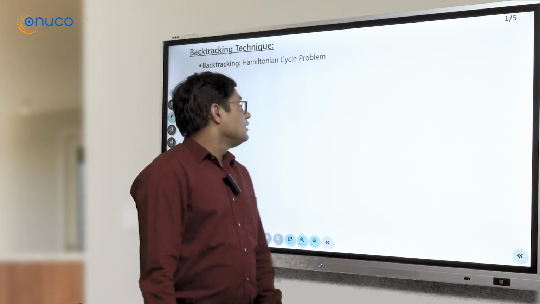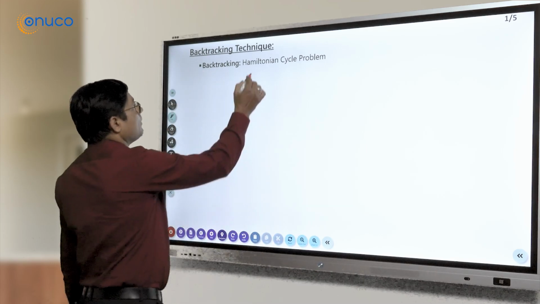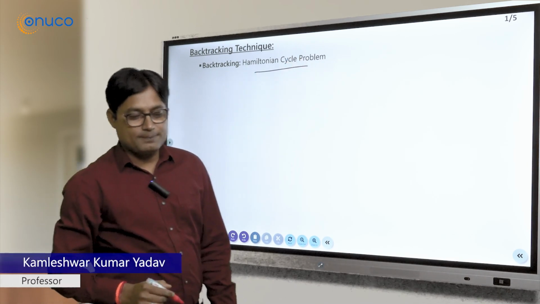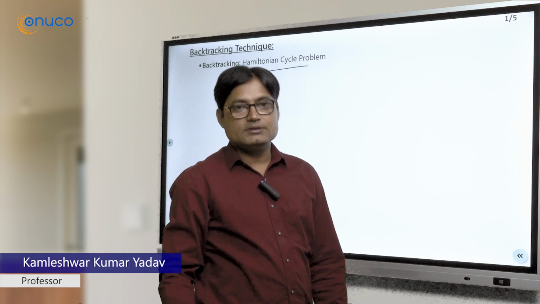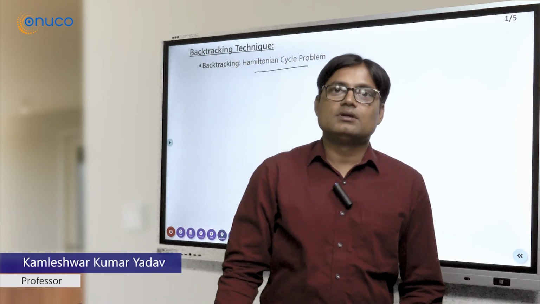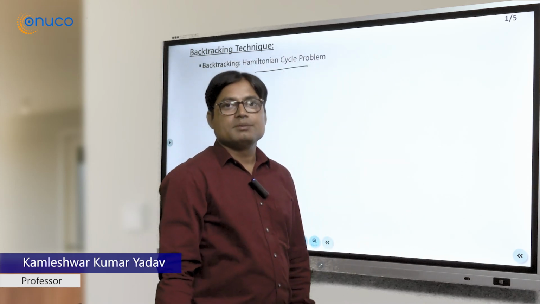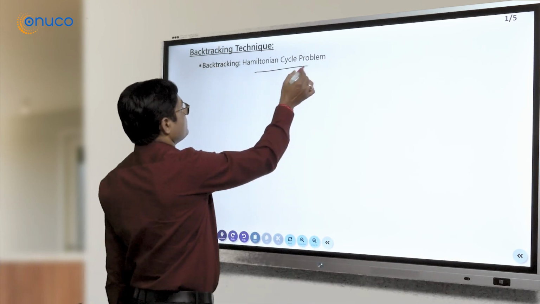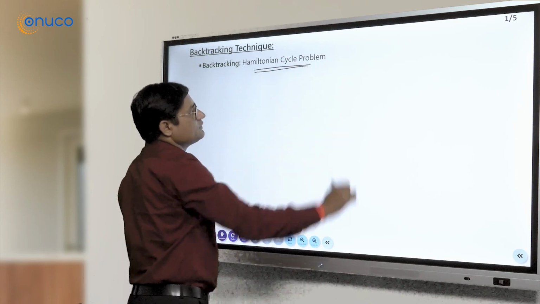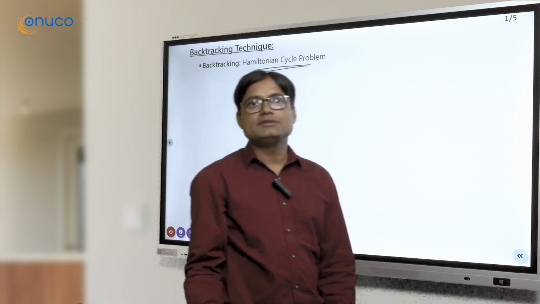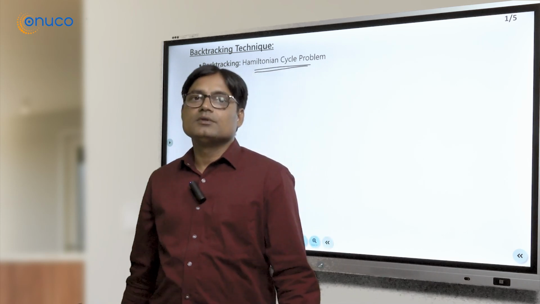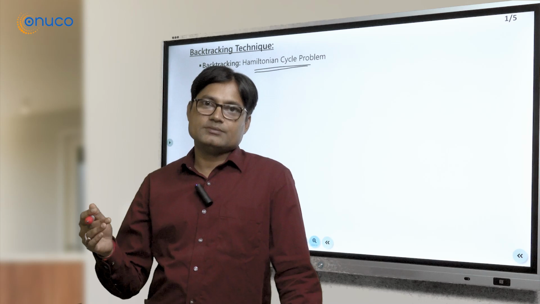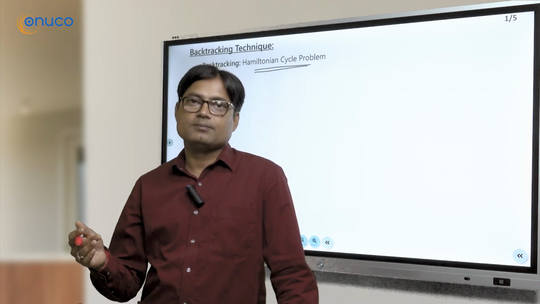Hello friends, now we are going to learn Hamiltonian cycle problems that also comes under backtracking. As we have discussed in previous sessions, backtracking concepts, sum of subset problems, n-queen problems, similarly we are going to discuss Hamiltonian cycle problems. Now the question is, what is a Hamiltonian cycle problem? In a simple way, try to understand it like the postman problem, the salesperson's problem.